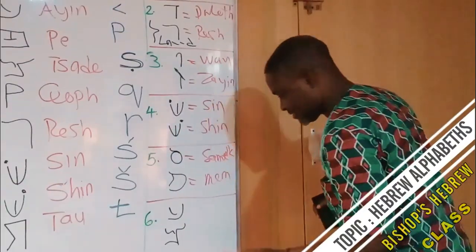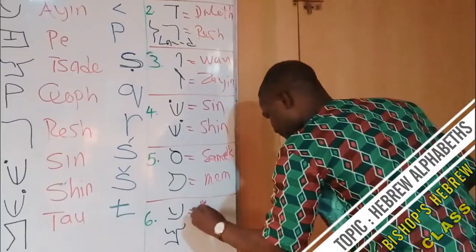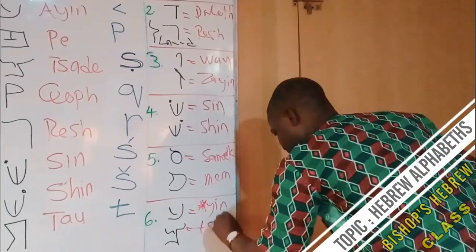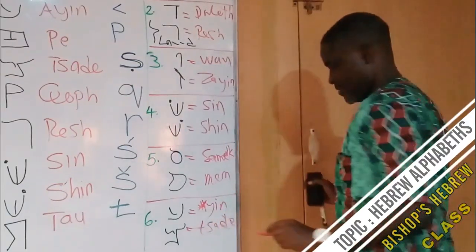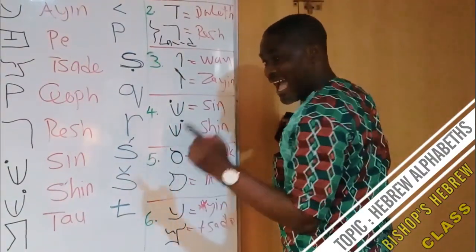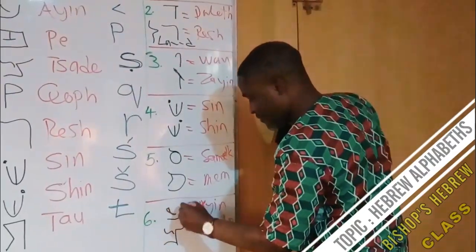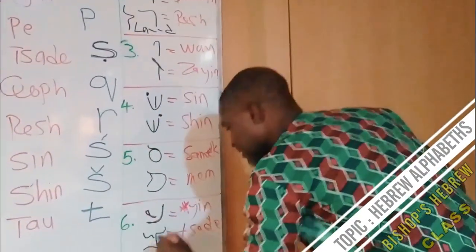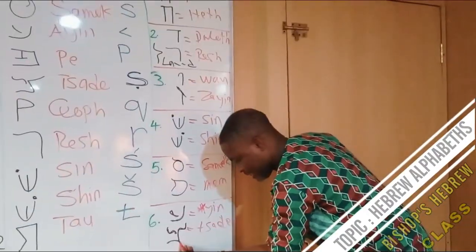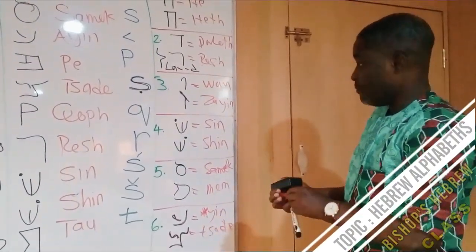Then the last set of letters are Ayin and Sade. This is an Ayin. And this is Sade. Now, when you look at them, they look very similar. But you discover that Ayin is not blunt. It's just free handwriting. But Sade has a lot of curves and it's very blunt towards the end here. With this, you discover the difference between these letters.